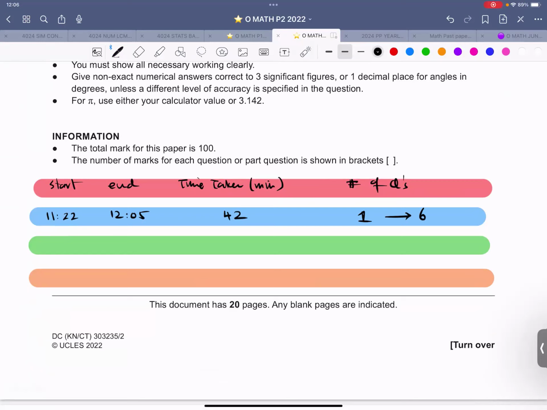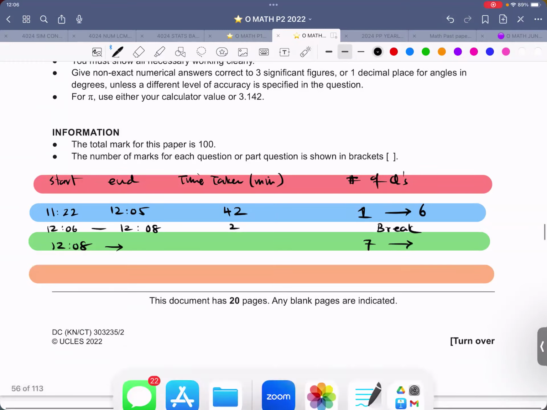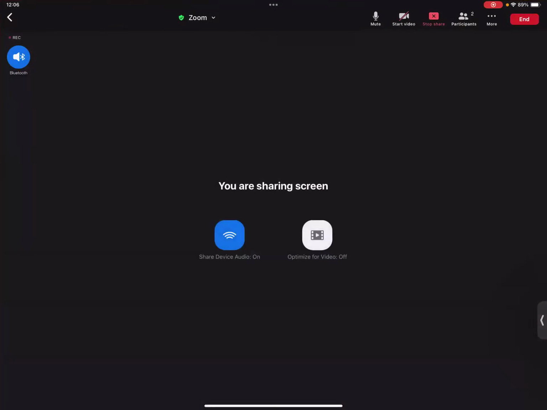Okay, so let's take a small break. 12:06 till 12:08. So let's take a small break of 2 minutes. And then we'll start at 12:08, and we will go all the way till the end. That is 7 till the end. So let me pause the recording for right now.